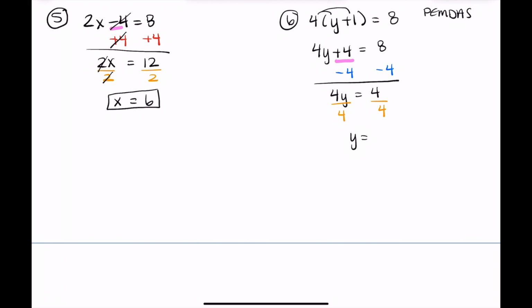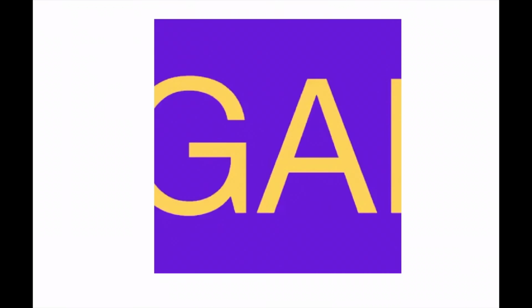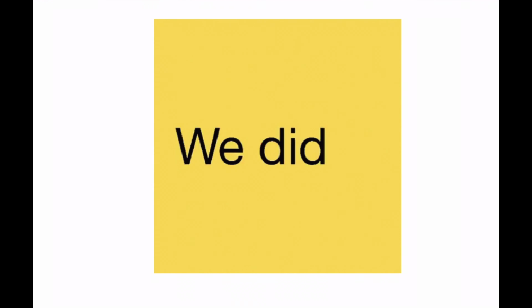The 4 is being multiplied to the y here, so in order to isolate our variable, we will go through and divide by 4 on both sides. When I do that, our left-hand side will simplify to just y, and we know that 4 divided by 4 gives me 1. So our final answer for our last practice problem for today, for number 6, would be y equals 1. That wraps up our practice questions on two-step equations, and that wraps up our video for today.